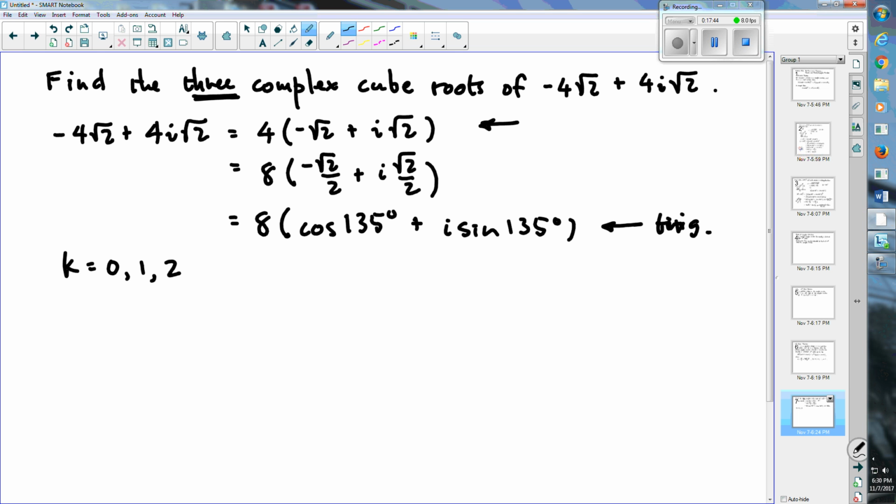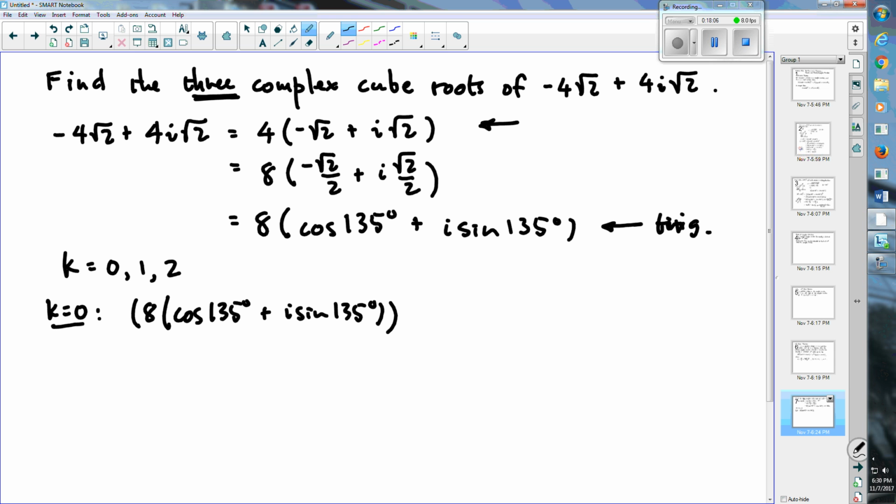And we're going to apply DeMoivre's theorem when k is equal to 0. We'll start here. And what we get here is 8 times the cosine of 135 degrees plus I times the sine of 135 degrees. And then we'll close that parenthesis twice and raise that.